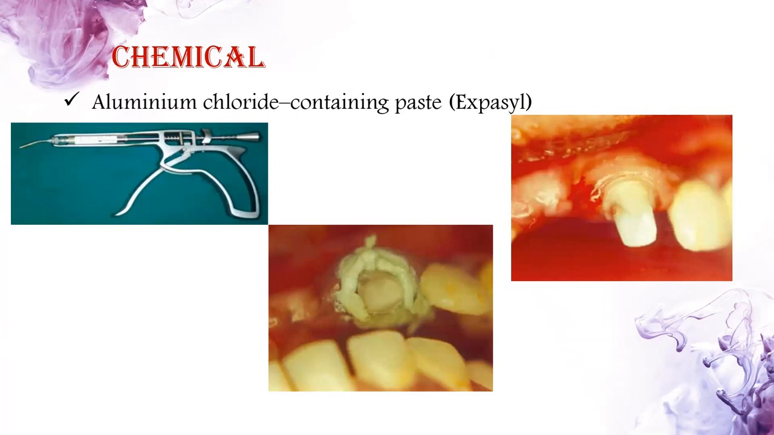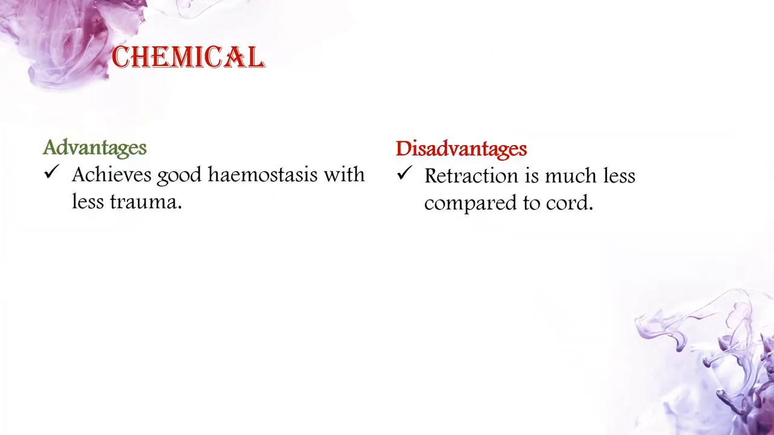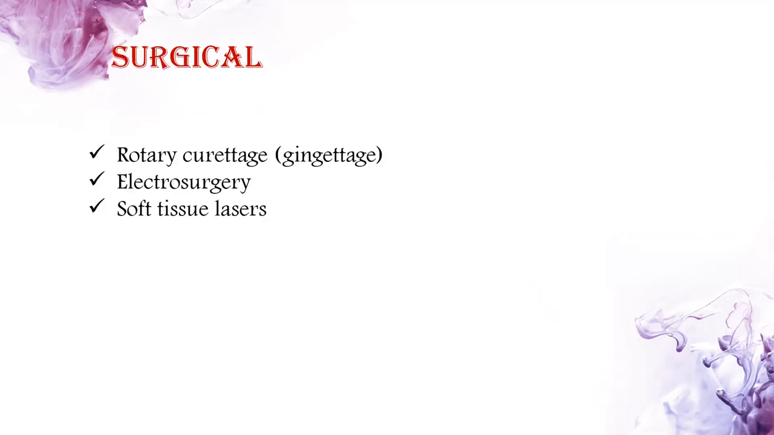This is a recent development where retraction is achieved using only chemicals. Aluminum chloride containing Expasyl. This consists of an aluminum chloride containing paste, Expasyl, which is injected into the sulcus prior to impression making. The paste is left in the sulcus for 3 to 4 minutes to achieve the desired retraction. It is washed off and the impression is made. Advantages: achieves good hemostasis with less trauma. Disadvantage: retraction is much less compared to cord.